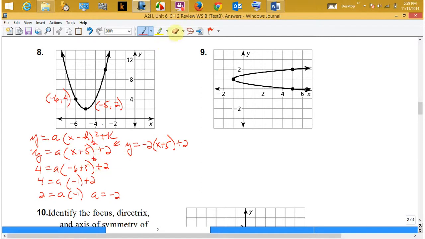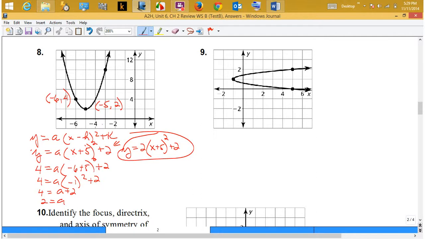So that's going to change my value. So let's try it again. So I have 4 is equal to a times -1 squared plus 2. 4 is equal to, -1 squared is 1, a plus 2, and subtracting 2 from both sides, I get 2 is equal to a. So y is equal to 2, x plus 5 squared plus 2.